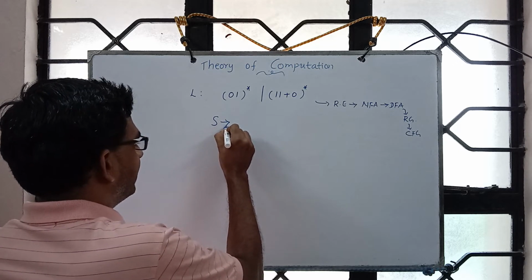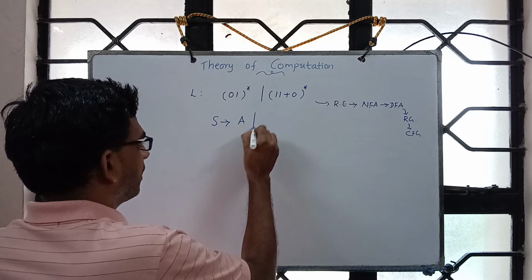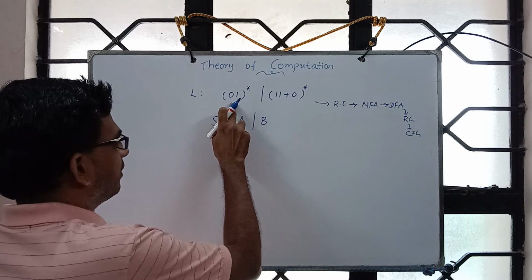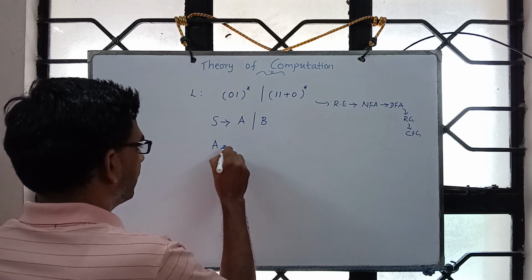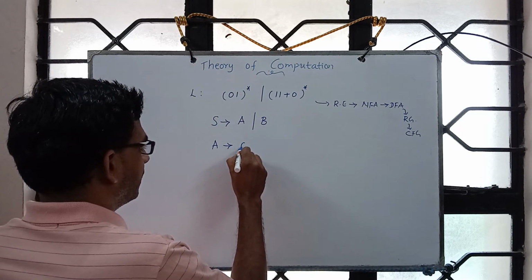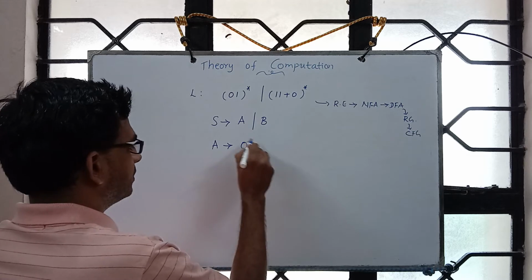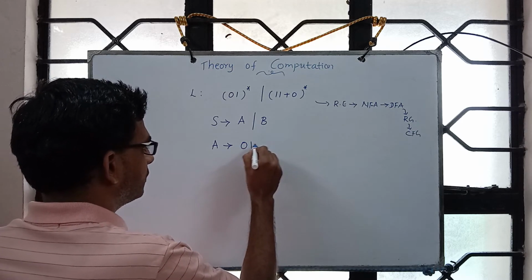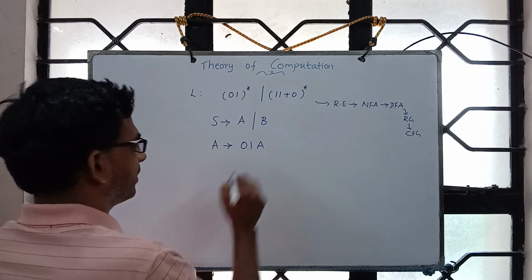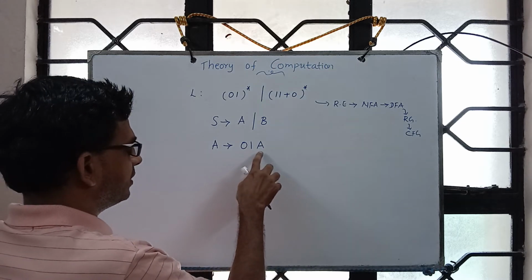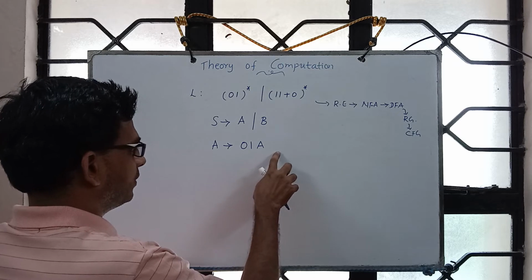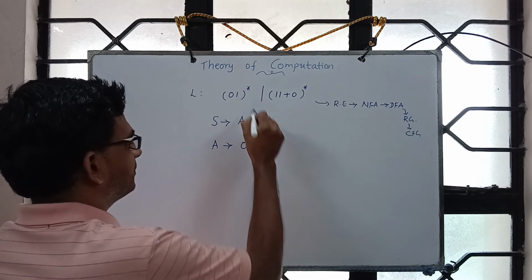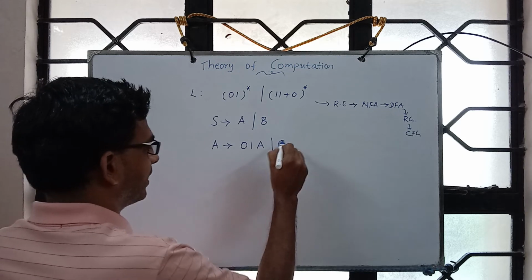Now S implies A or B. Using this non-terminal, we generate this. What is it that we want? We want this 0, 1 repeatedly. So 0, 1, introduce this non-terminal. Which means 0, 1, 0, 1, A, again 0, 1, 0, 1, 0, 1, A, and so on. Epsilon is allowed, so introduce epsilon.